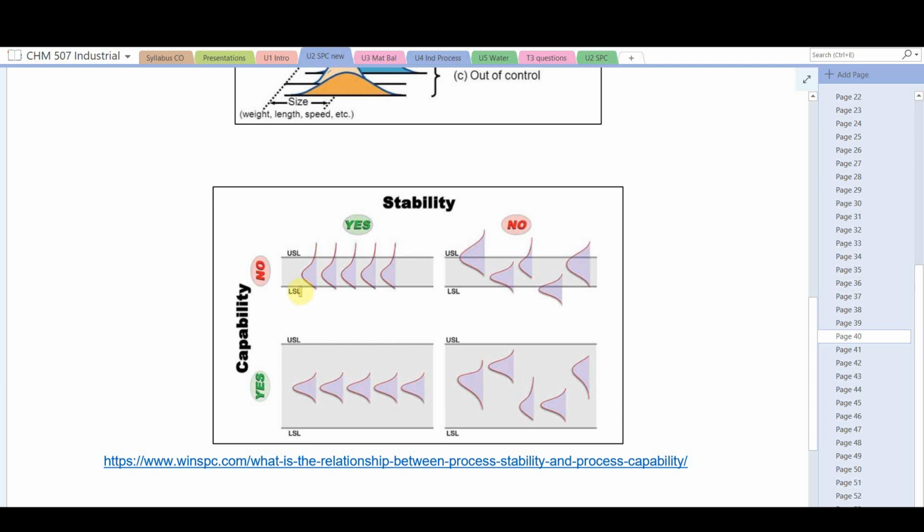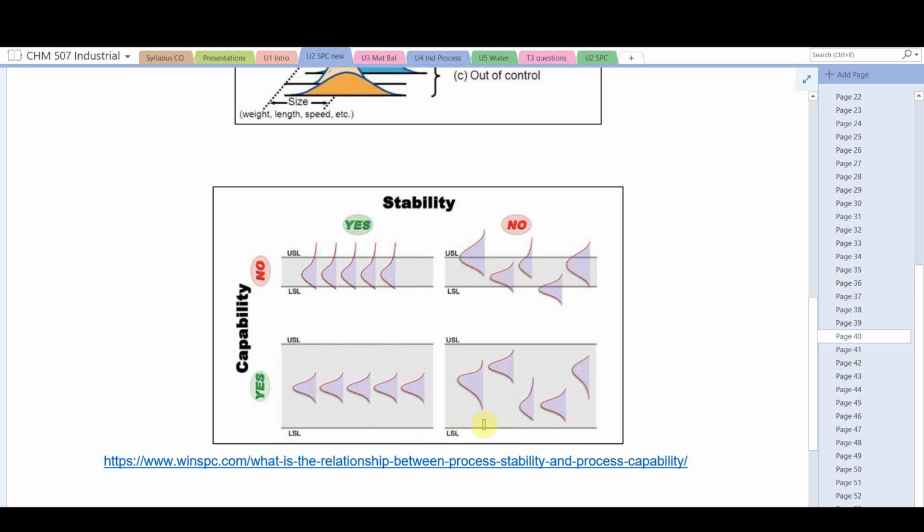Look along the top row. These processes are not capable. The spread is well beyond the specification limits, and furthermore, in this case, the distribution is not normal. Special causes are likely at work. This one's all over the place.